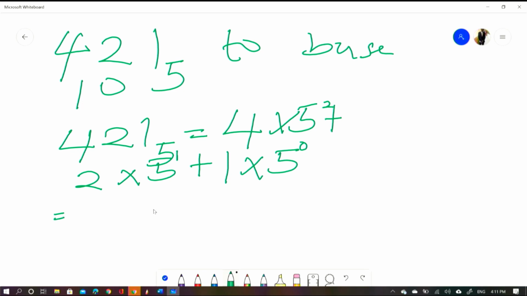Now 4 times 25 will give you 100, plus 2 times 5, which is going to give you 10, plus 1 times 1, which is going to give you 1. So if you sum all these together, you will have 111 in base 10. In other words, if you are converting from base 5 to base 10, you write the number, you pick each of the numbers that needs to be converted and multiply it by the base number. At the end of the day, everything will be summed up and you are going to have 111 in base 10.